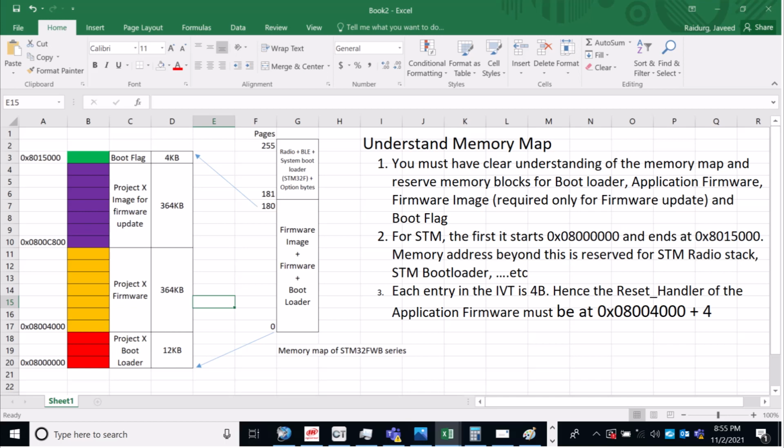3. Each entry in the interrupt vector table is 4 bytes. Hence for STM32 microcontrollers, the Reset_Handler of the application firmware must be at 0x08004004 as per the startup file.